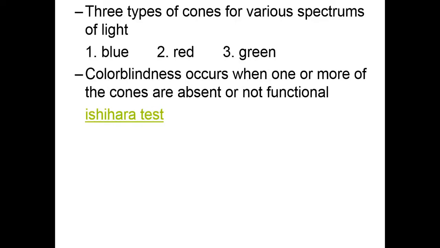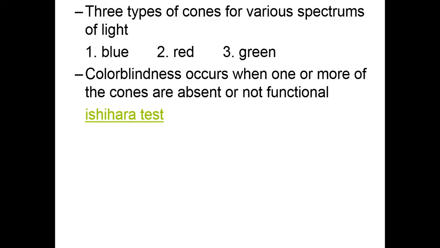So, like I said earlier, there are 3 different types of cones. Remember, 2 photoreceptors, 3 different kinds of cones. But you have blue, red, and green, so think of those in different combinations. They fire off in different combinations to produce the various color spectrum that the human eye can see.